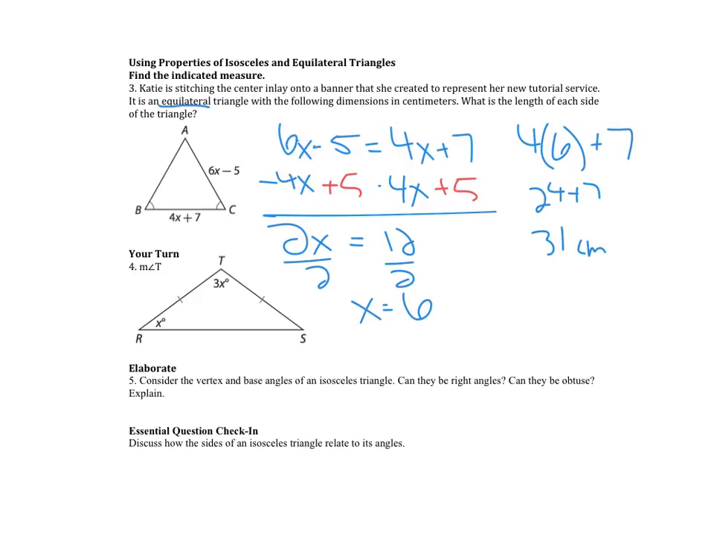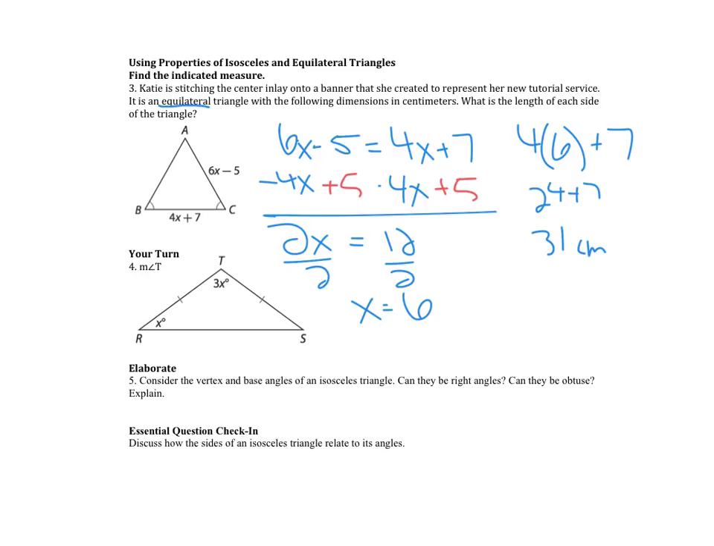And then since we know it's an equilateral, we don't have to substitute 6 in for x for 6x minus 5 because we know that one's 31 as well. So all the sides of the triangle are 31 centimeters. All right, go ahead and solve for that problem there. Number 4, we want to find the measure of angle T based on what you know there. So that's all the information you're given, but that is all that you need.